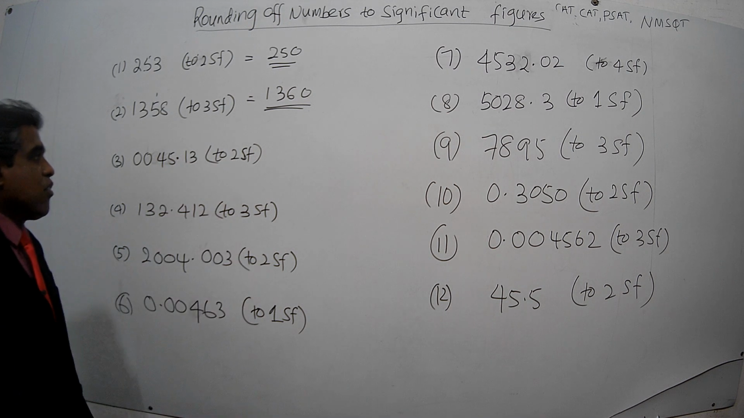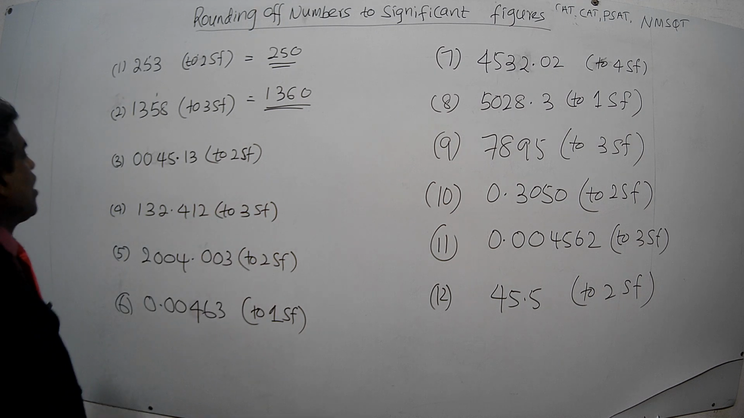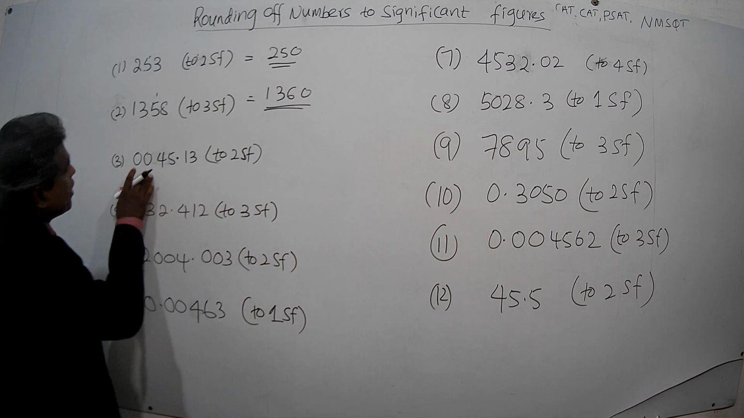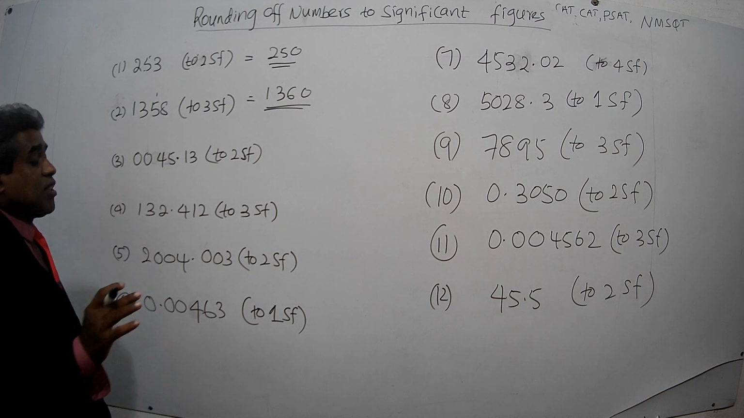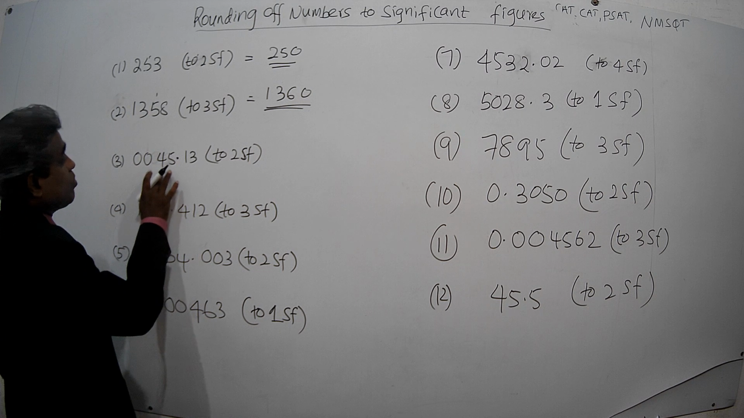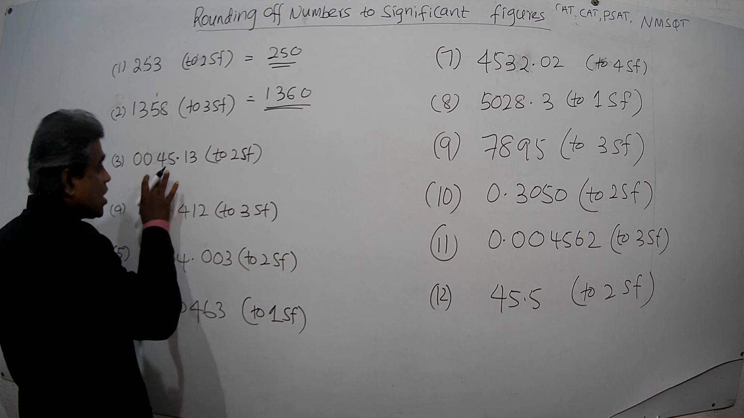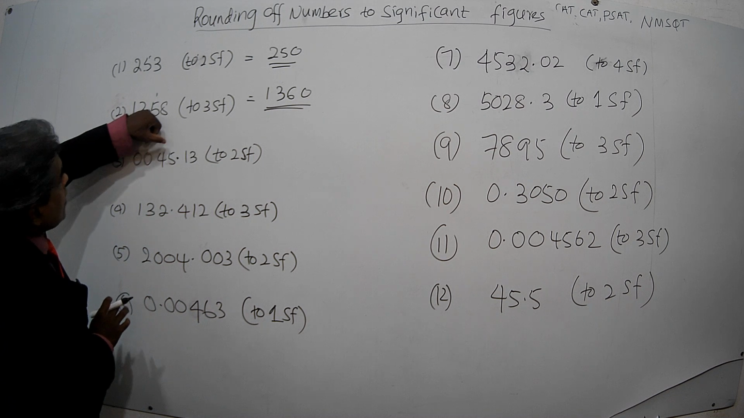0.13. Now you have to round this off to two significant figures. Now you have to count the significant figures. Now there are two zeros. These are preceding zeros. These zeros are not significant figures. Always the significant figure starts from a non-zero digit. Here the significant figure starts after the zeros. The first non-zero digit is 4. This is the first significant figure. This is the second significant figure.